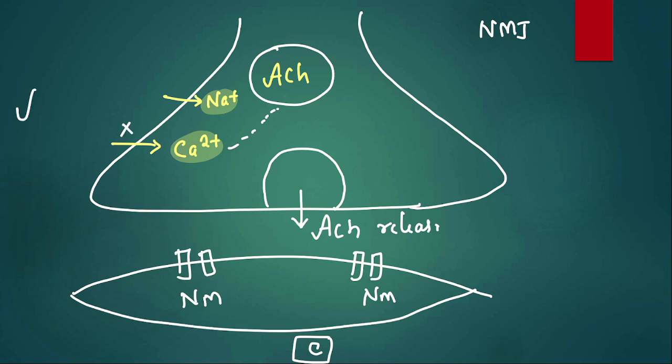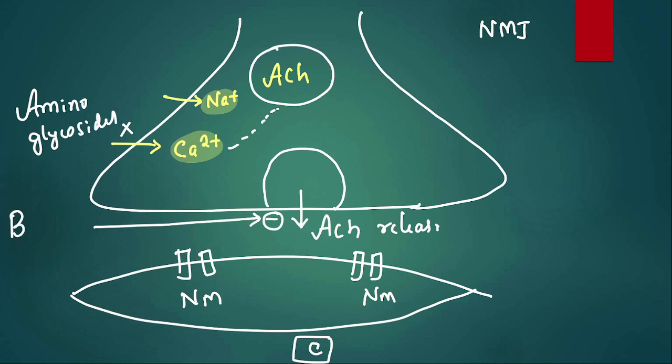So can we block the calcium channels? Yes, we have drugs. They are called aminoglycosides. So aminoglycosides cause neuromuscular blockade by blocking these calcium channels. Now there is another drug which inhibits the acetylcholine release at the neuromuscular junction. You know the name, it is Botox. Botox is nothing but botulinum toxin.